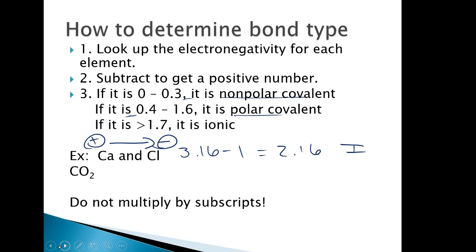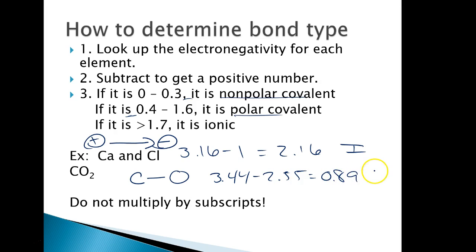If you were doing CO2, we're not really talking about the subscripts here. We're really talking about carbon and oxygen and how they are sharing the electrons between them in that picture. If you look up the numbers, oxygen is 3.44 and carbon is 2.55. When I subtract that, I get 0.89. So to me, that is a polar covalent bond.